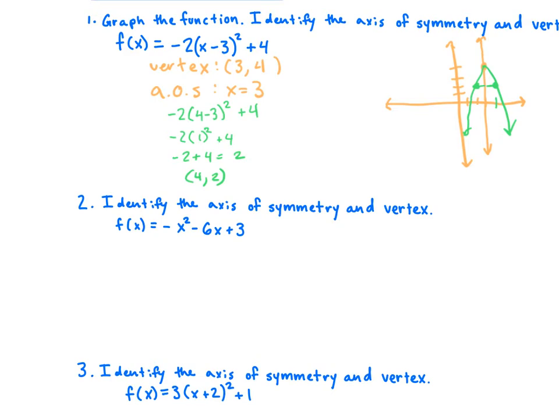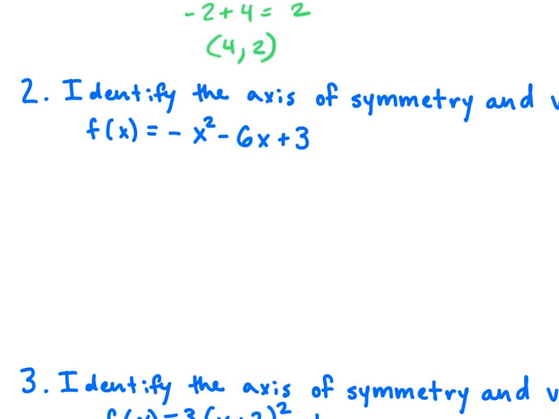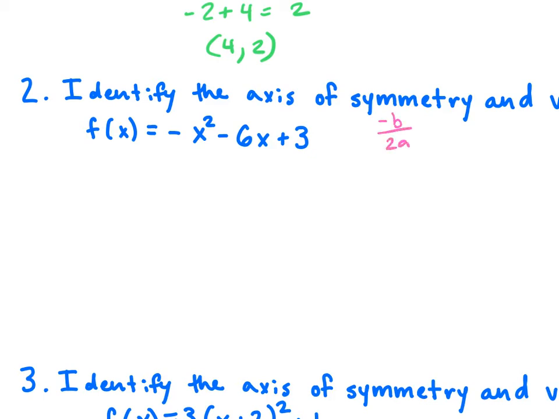All right, let's take a look at number 2. Identify the axis of symmetry and the vertex. How do we find our axis of symmetry and vertex when it's in standard form? What's that formula we need to use to find axis of symmetry? Negative b over 2a. Perfect. I like that. So many of you answered that. Negative b over 2a. So we get our a, b, and c from our coefficients. So we have negative 6 over 2 times negative 1.